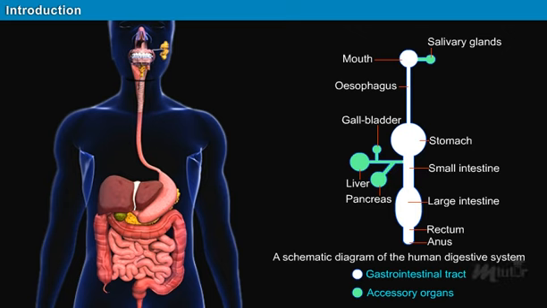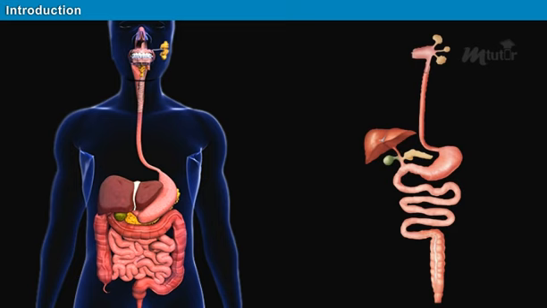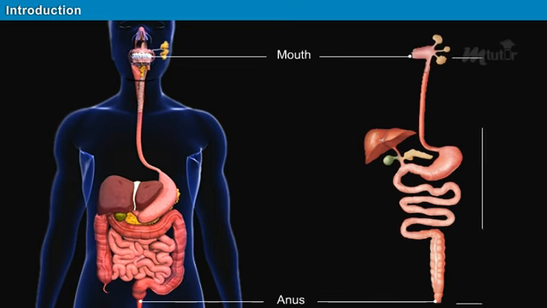The GI tract is formed of primary digestive organs and accessory digestive organs. The GI tract is a tubular structure extending from the mouth up to the anus, with a length of about 30 feet, or 915 centimeters. It opens to the external environment on both ends.